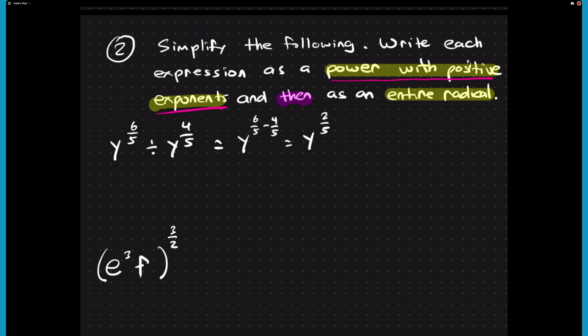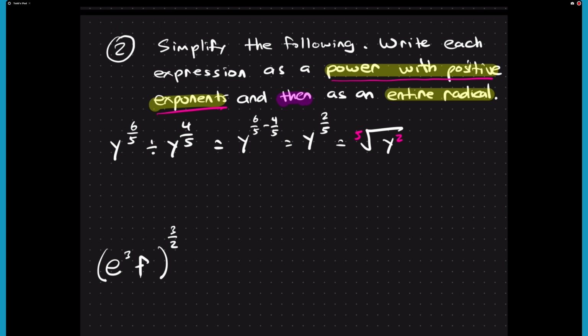Now it says to represent this as an entire radical, so that means we're going to root our base, which is going to be y. The 5 goes right there, and the 2 goes on the inside.